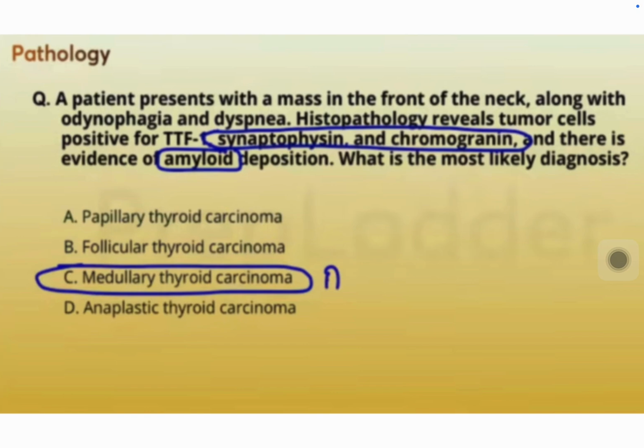A patient presents with a mass in front of the neck, along with odynophagia and dyspnea. Histopath reveals tumor cells positive for TTF, synaptophysin, chromogranin, and there is also amyloid deposition. What is the most likely diagnosis? Because ACAL, amyloid, deposits in medullary thyroid carcinoma.